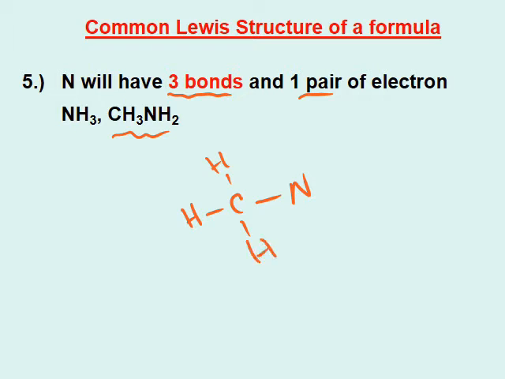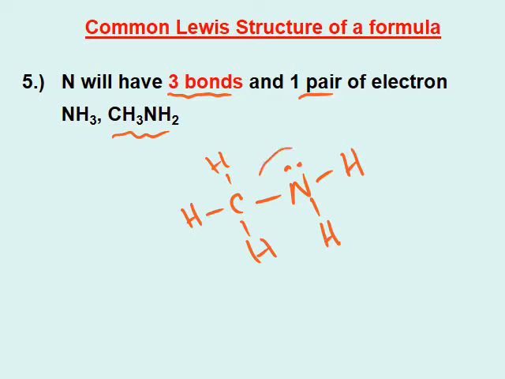And this gives 4 bonds around carbon because it's CH3N. Now I have 2 hydrogens, so they have to be bonded to nitrogen then. Now this gives 3 bonds to nitrogen. Now we said that 3 bonds and 1 pair of electrons would give 8 electrons around nitrogen.